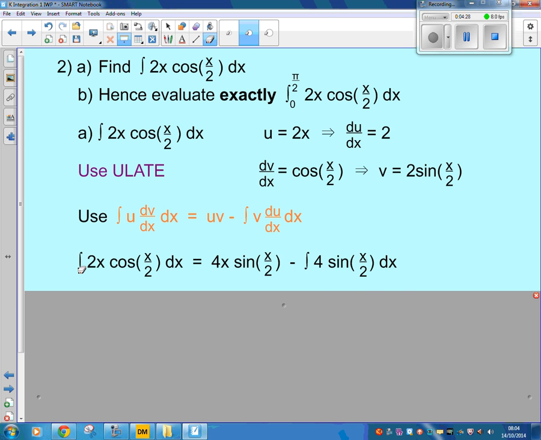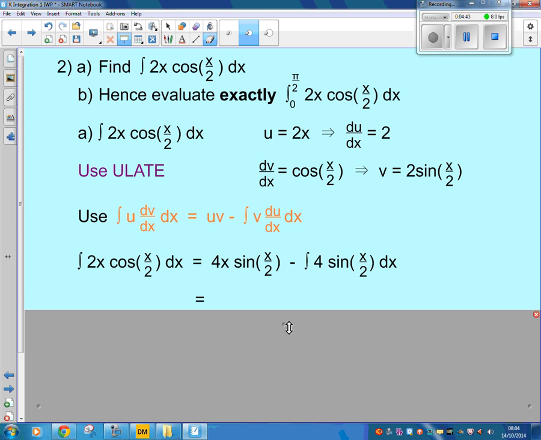And notice the integral you're being asked to do, you've still got another integral to do, but it's easier. Instead of having a 2x cos x over 2, notice the x bits disappear. It doesn't matter about the numbers so much. You had an x cos, and here you've just got the sine. Now, when we do this, that stays as 4x sine x over 2.